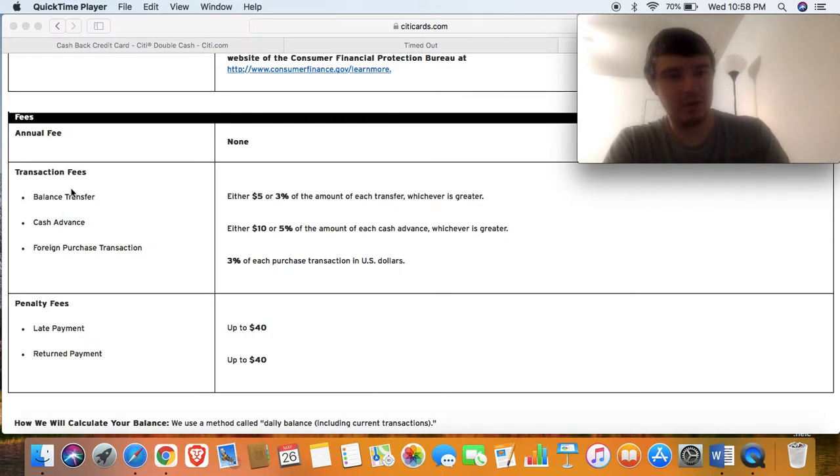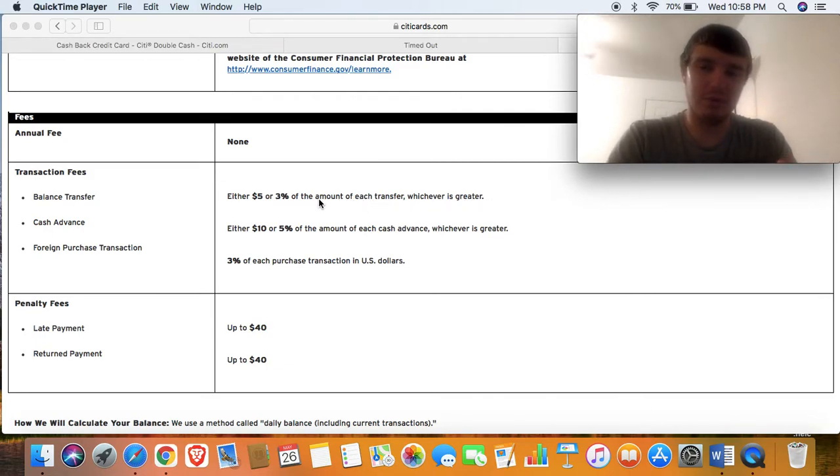But in the case of Citi, they have balance transfer, either $5 or 3% of the amount of each transfer, whichever is greater. What they mean by this is, let's say you want to transfer $1,000 over to this card. They are going to charge you for that transfer. They're going to charge you $5 or 3%. If 3% is more than $5, they're going to charge you the 3%. If the 3% is less than the $5, then they're going to hit you with $5. So basically, they want the most money possible, and they're going to hit you with whatever makes them the most green.